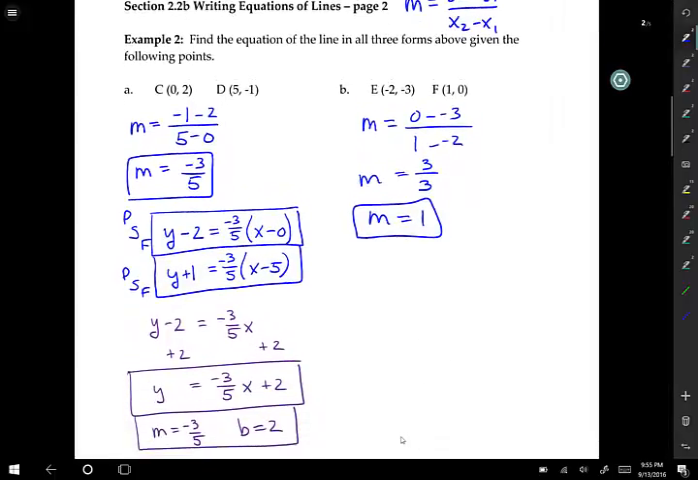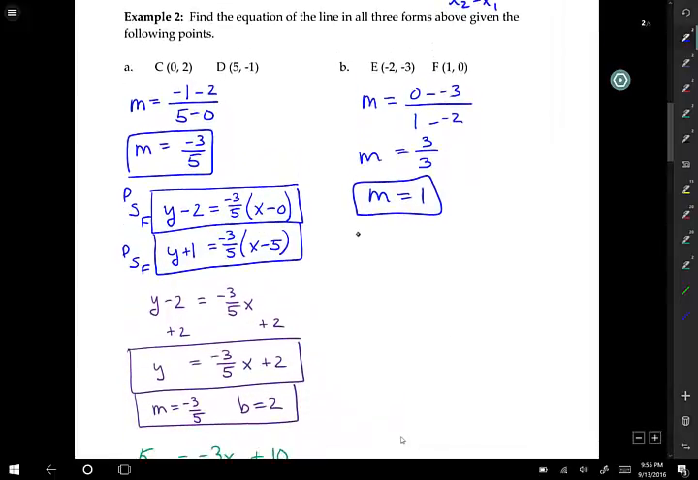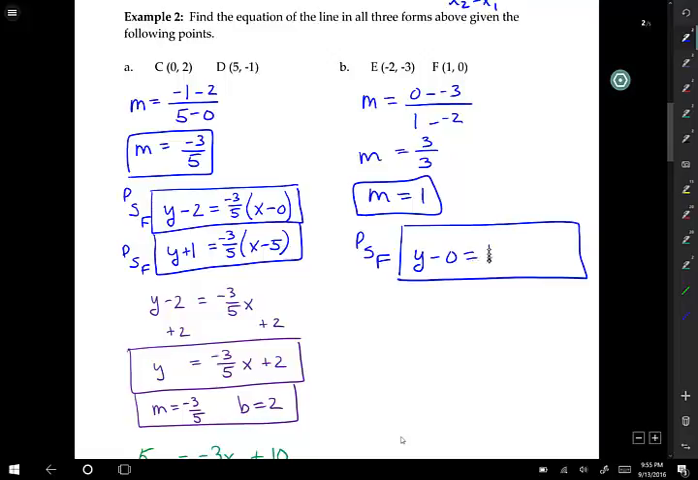For point-slope form, going from there, I'm going to choose the point 1, 0, because that seems to be the easier point to work with. What will that give me? Y minus 0 equals 1 times x minus 1. Or in simple form, y equals x minus 1. Very straightforward. All right, moving down.